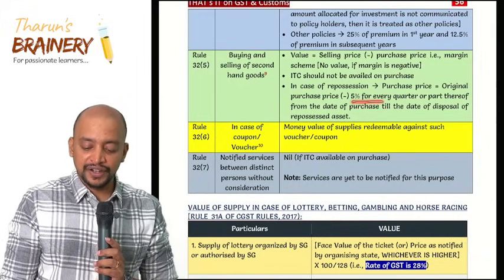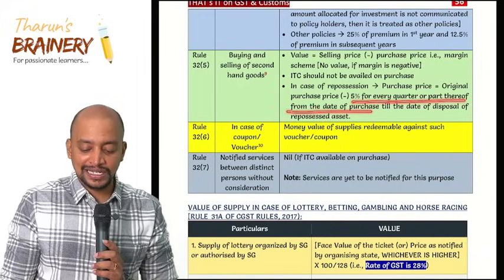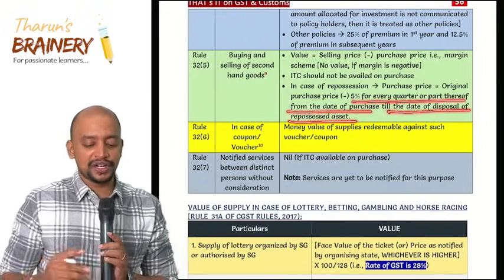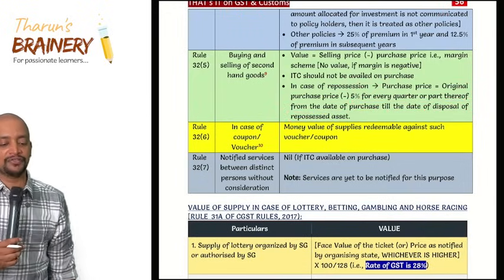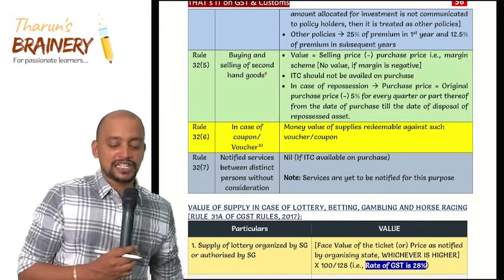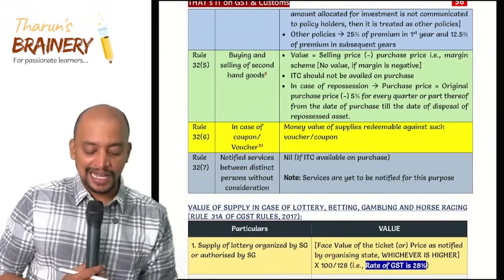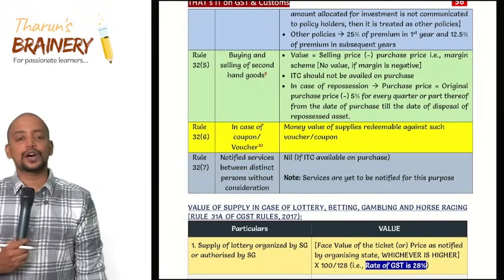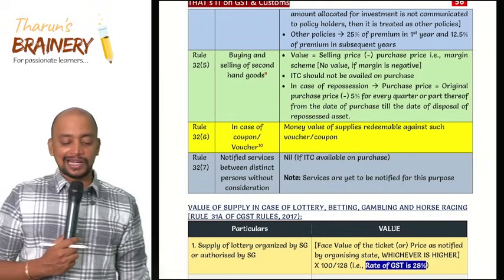So 5% for every quarter or part thereof from the date of purchase till the date of disposal of that repossessed asset. So they need to compute that 5%, and from the original purchase price that should be reduced. Then in case of vouchers or coupons, what should be taken as the value?